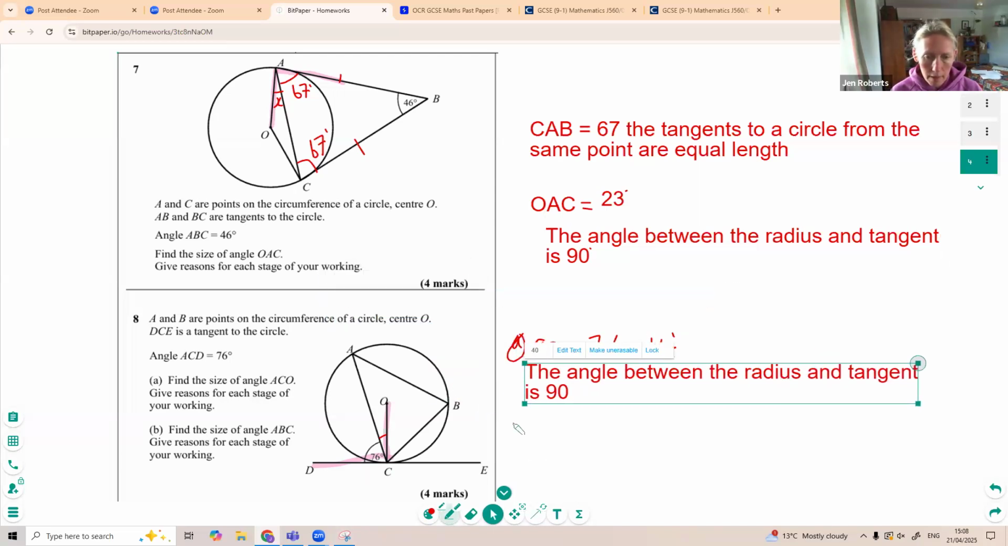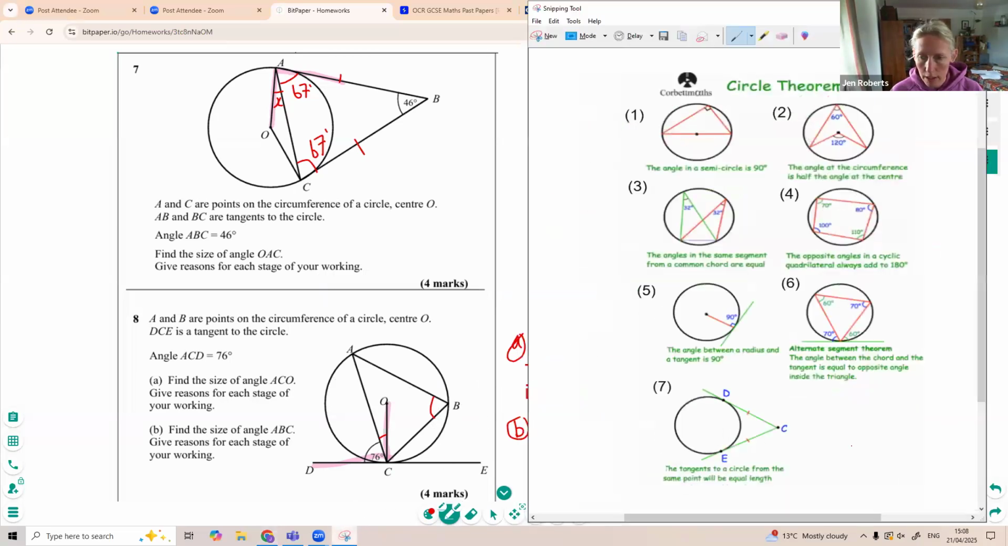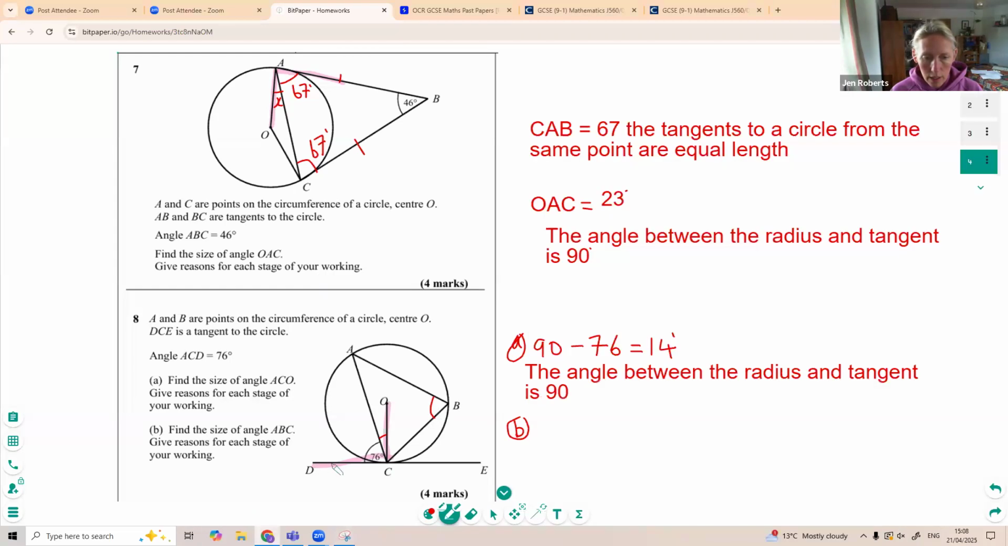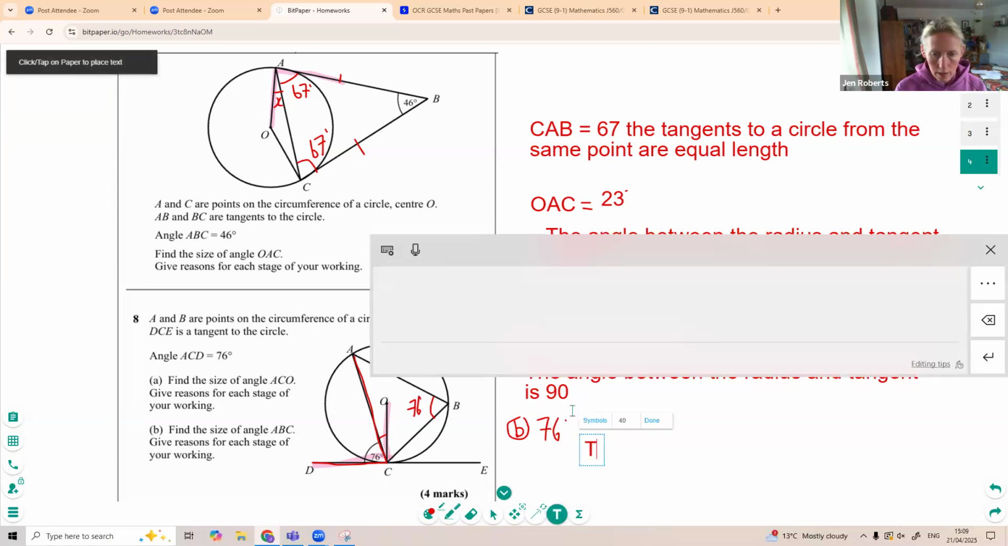Part B, looking for ABC. Again, let's look at the tangent theorems here. So if you look at question 6, the alternate segment theorem, can you see you've got a tangent here touching a triangle. So this tangent touches that length of the triangle. So you look to the opposite angle to that length. And this angle here is the same as 76. So ABC is 76. And your reason is simply the alternate segment theorem.